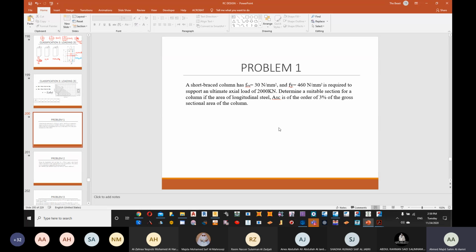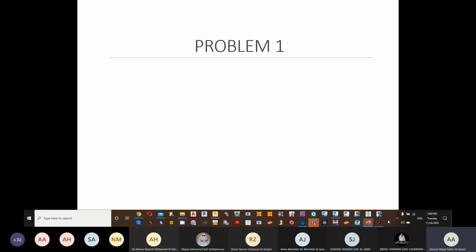Do you want the column to be included in the test? So column is not included, although column is easier for you. So test 2 is going to be only the foundation part: whatever you have studied in the foundation, isolated, combined, isolated with eccentricity, shear, everything in foundation. Only foundation, only a small topic. If we get the permission to have test number 3, we are fighting for test number 3, and then test number 3 is going to be for your column.